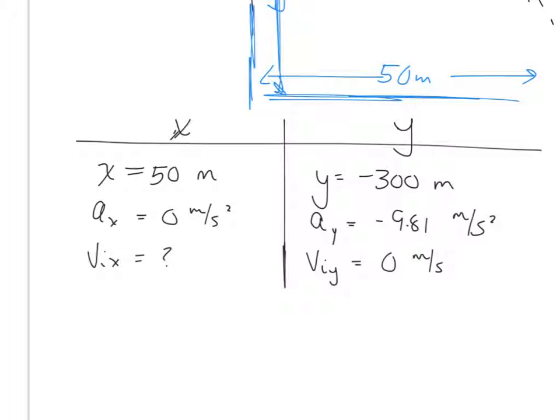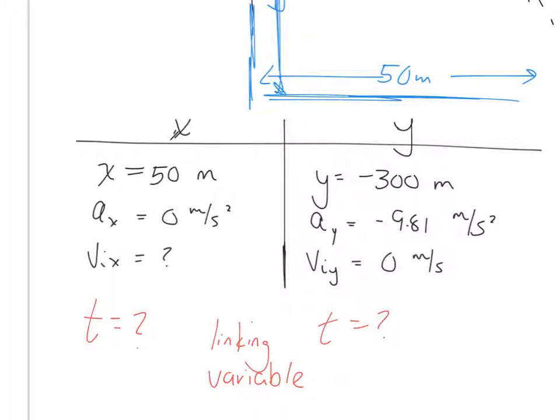Time. The time it takes for this object to fall is the same in both directions. If I throw this object off here, the time it takes from when it leaves to when it hits the ground, if I find the time in the x and I find the time in the y, it's the same thing. It's time. You can't break up time into components. So let's write this down. Time is unknown, but since it's on both sides, we can call this our linking variable.